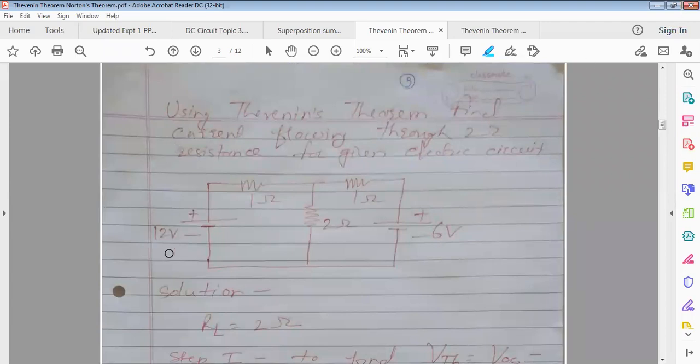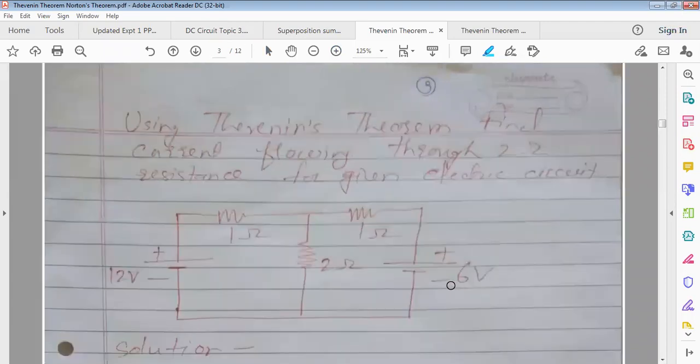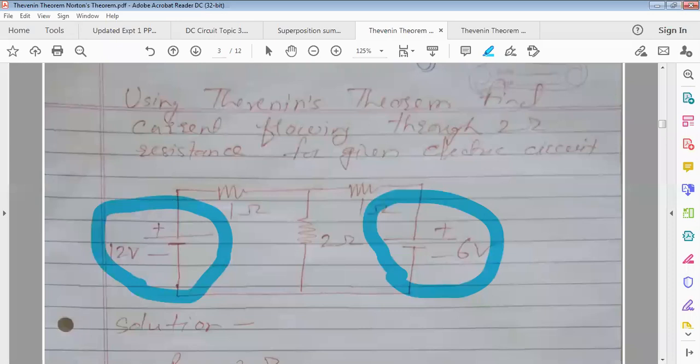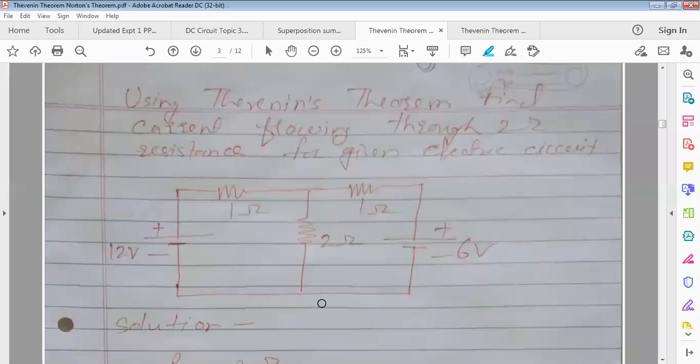Okay. So see, this is the circuit given. 12 volt and 6 volt are the two voltage sources. Okay. Means polarity is given, their value is given, 1 ohm and 2 ohm. These are the resistances. The question is, using Thevenin's theorem, find the current flowing through the 2 ohm resistance for the given electric circuit.